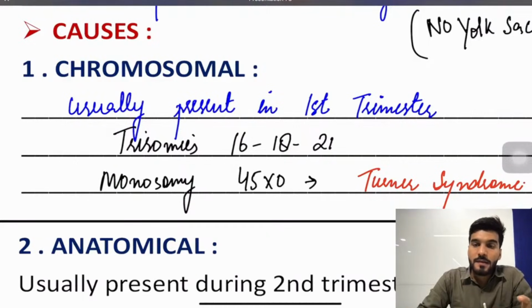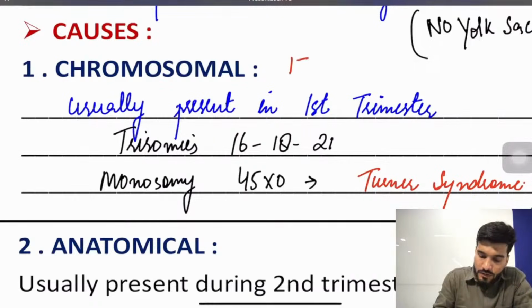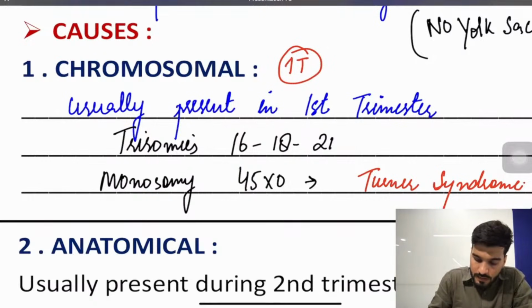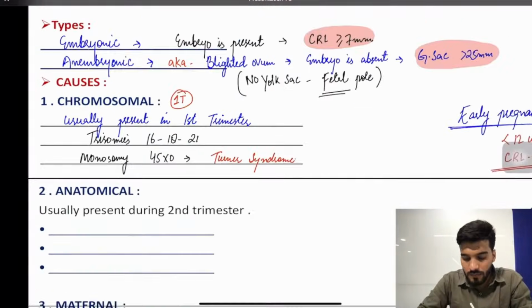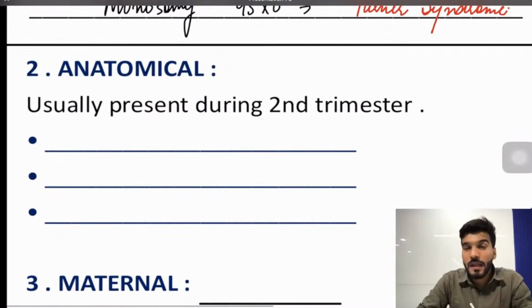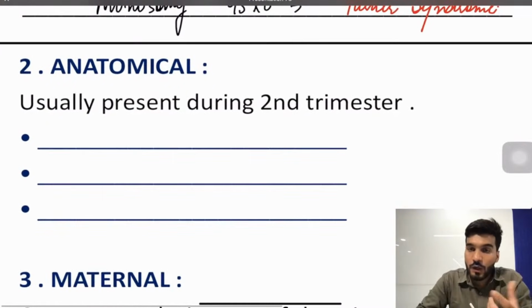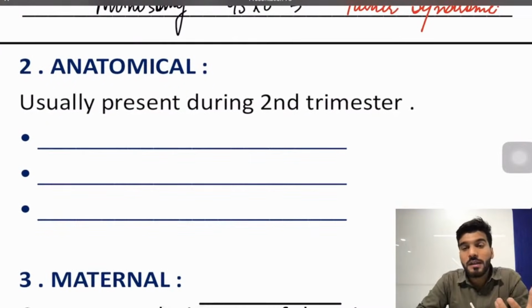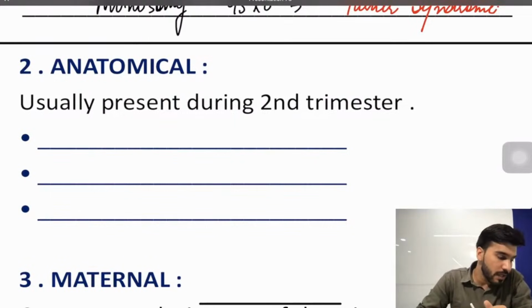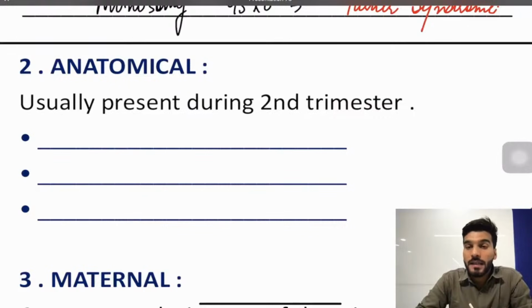That is the chromosomal cause of abortion. Usually in which trimester? They are usually seen in the first trimester. Now the anatomical cause, something wrong with the anatomy, something wrong with the uterus. All the genital structures of the female are coming from which duct? Tell me in the comment section. They are coming from the Mullerian duct. So any Mullerian duct defect will lead to second trimester abortion.